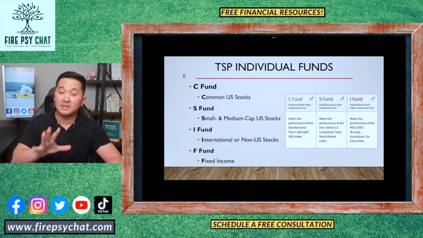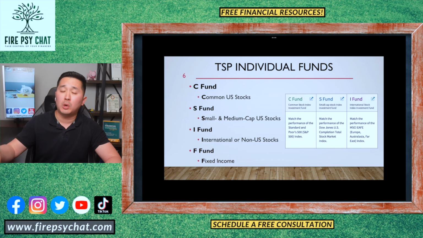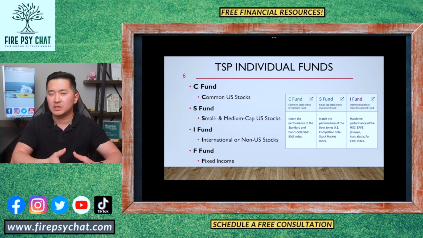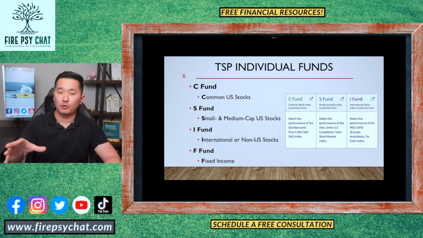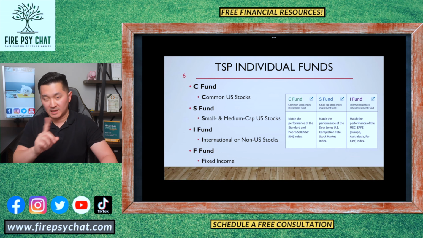And F stands for fixed, or fixed income index fund, that tracks over 12,000 notes and bonds from the US government agency securities, corporate bonds, and mortgage backed securities. And it matches the performance of the Bloomberg Barclays US Aggregate Bond Index. Okay, try to say that twice.